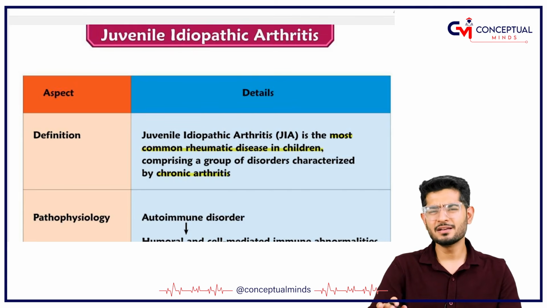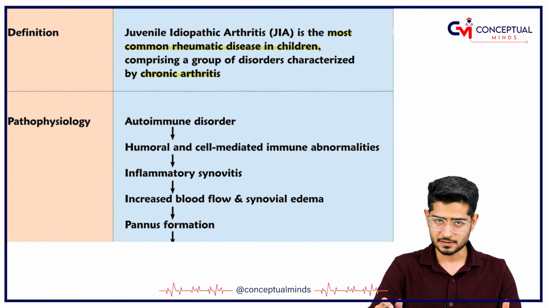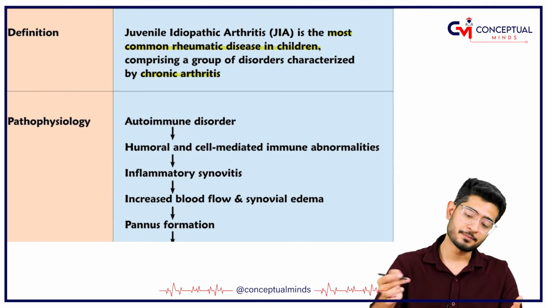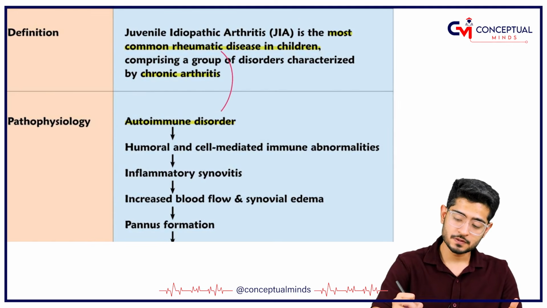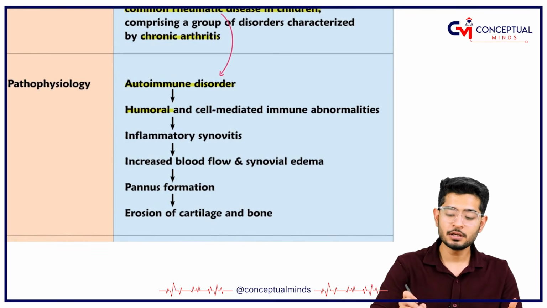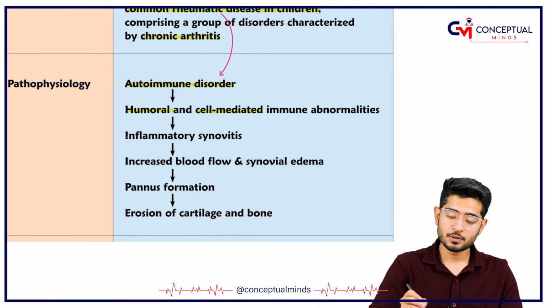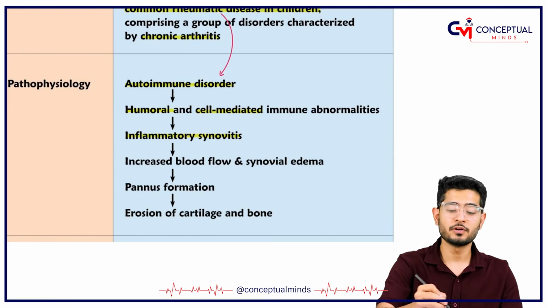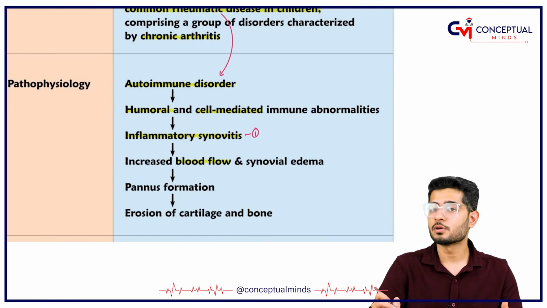Basically it is idiopathic, but we feel that it's a rheumatic disease, an autoimmune disease. It's an autoimmune disorder which is going to have abnormalities like humoral mediated and cell mediated abnormalities that are responsible for causing inflammation of the synovial membrane. The inflamed synovial membrane is going to have a lot of blood supply, because whenever there's inflammation there's going to be a lot of blood supply.